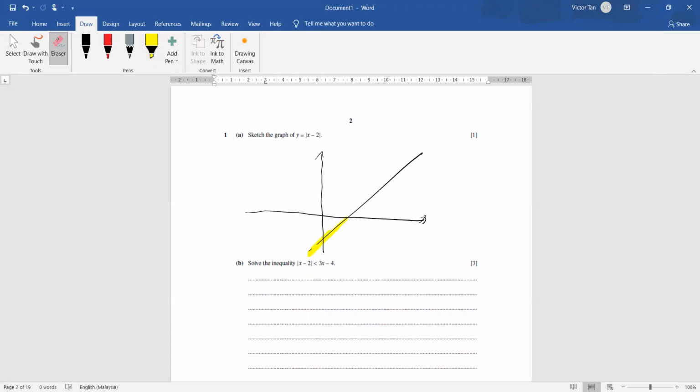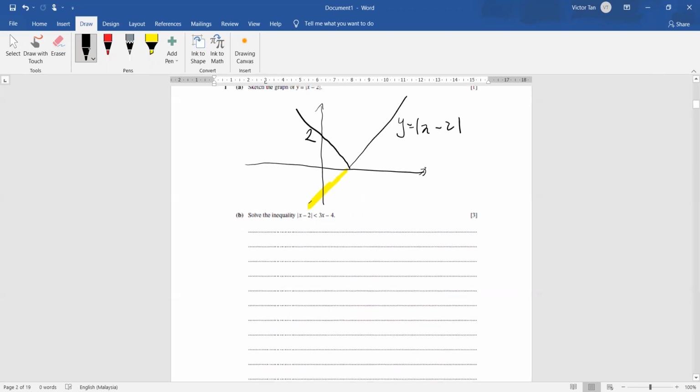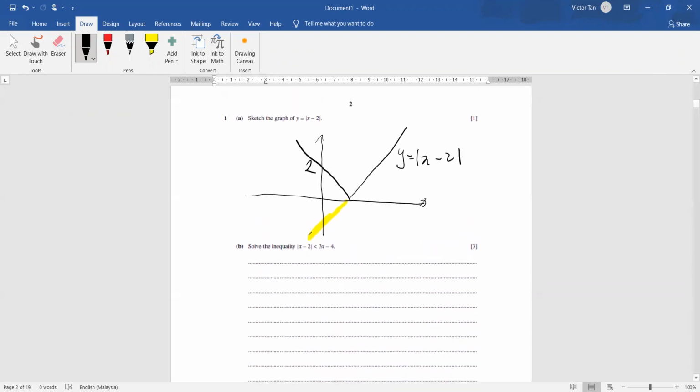So what I'm going to do is erase this graph. I'm going to draw the top part and the reflection. So this will cut at 2, instead of -2. Okay. Next, solve the inequality: modulus of x minus 2 is smaller than 3x minus 4.